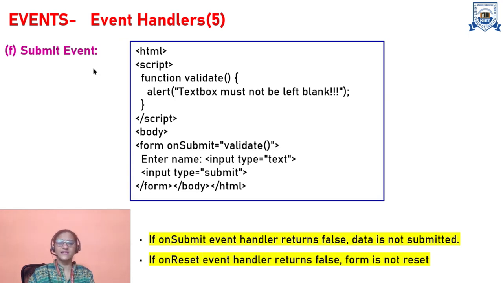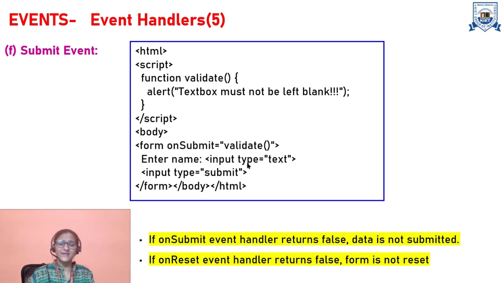Next one is the submit event. The submit event is when we submit the form. There is a submit button. As soon as we click the submit button, it means we are finally submitting the form. In that case, it will call the validate function. So this is the form, and on submit, as soon as we finally click the submit button, a validate function will be called.